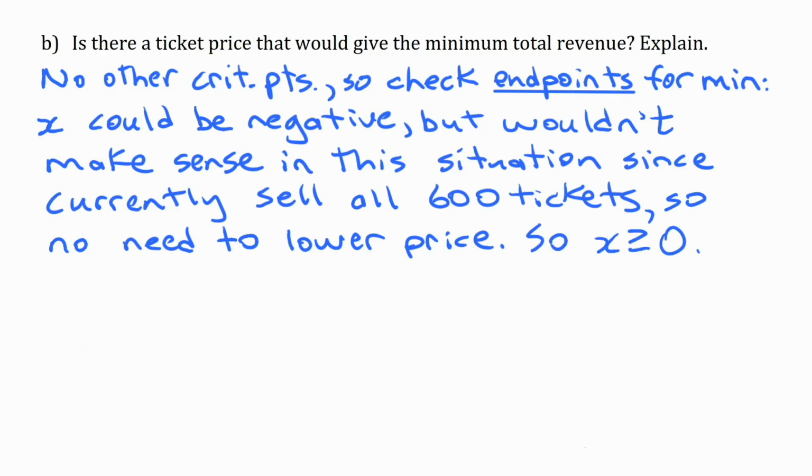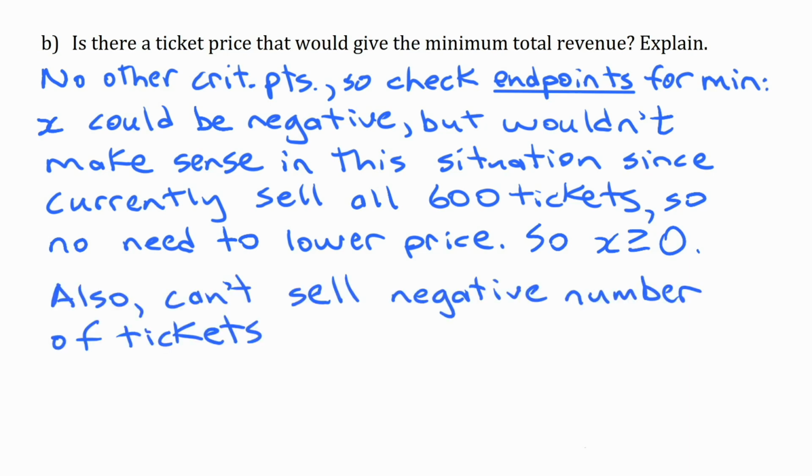So we're going to keep x as greater than or equal to 0. We're not going to think about negative x values here. All right, so that's one endpoint here. X is going to be greater than or equal to 0. And for our other endpoint, we're going to think about something else here that once you think about it is fairly obvious, is you can't sell a negative number of tickets.